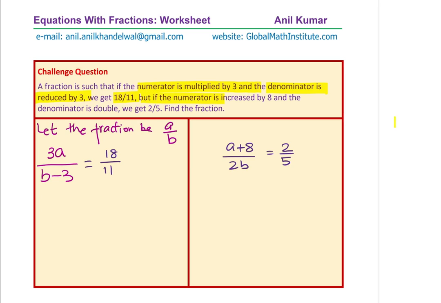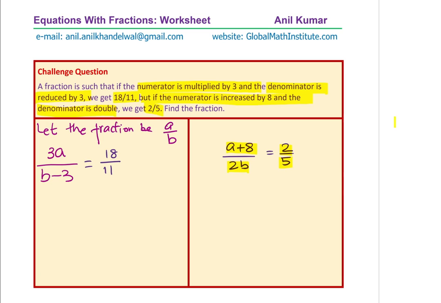So, but if the numerator is increased by 8, I increase it by 8, and the denominator is doubled, I doubled, we get 2 over 5. Does it make sense? So, first thing first, get your equations right. And then we can look into the solution.